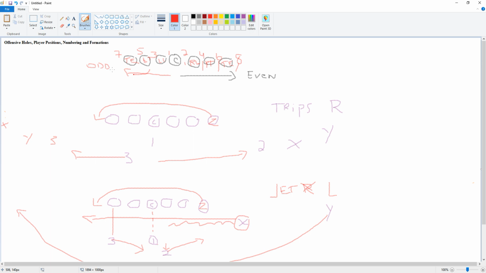Sometimes teams will have a 9 hole that would be out here, but we don't have any plays designated for that one, or a 10 hole.